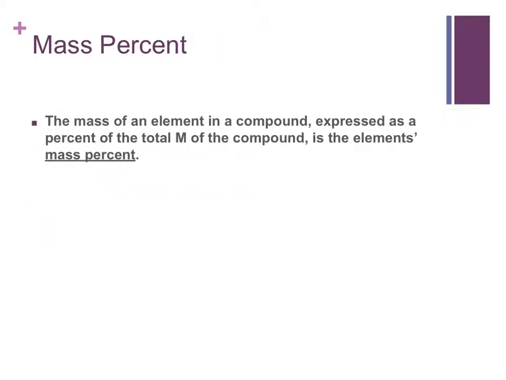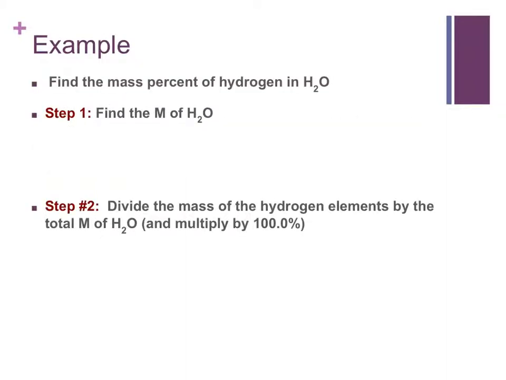To start with then, the mass percent is the mass of an element in a compound expressed as a percent of the total molar mass of the compound, and that is what is defined as the element's mass percent. Let's look at an example then. First, we're going to find the mass percent of hydrogen in water.